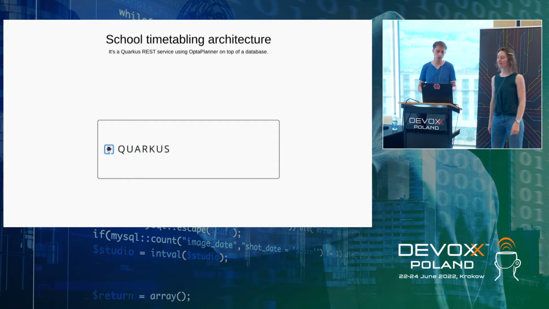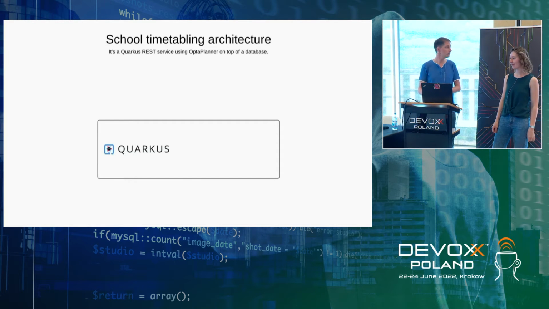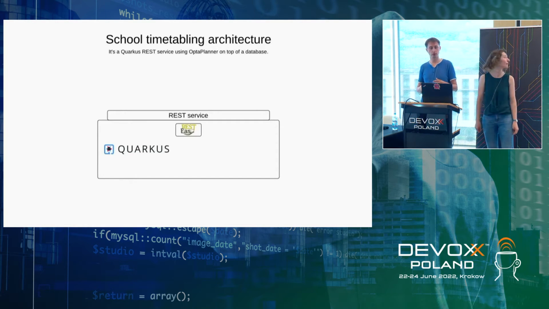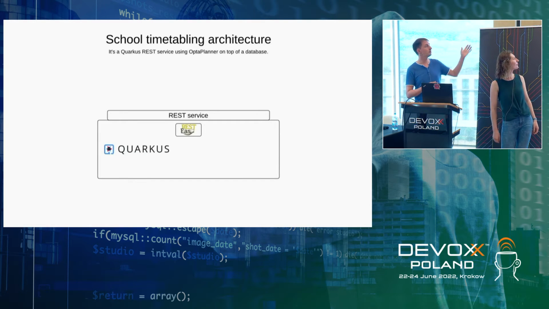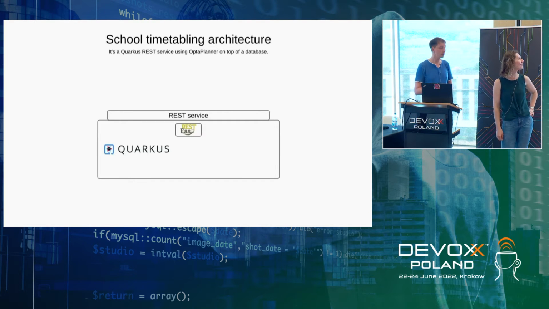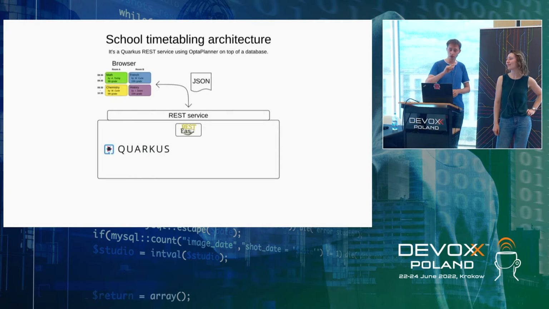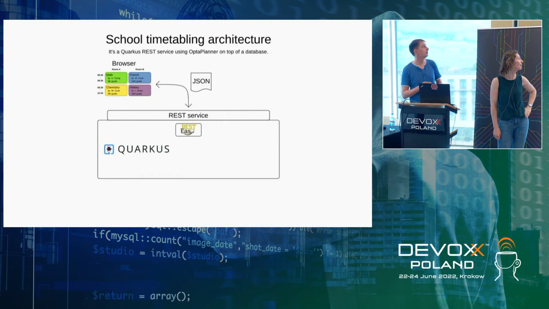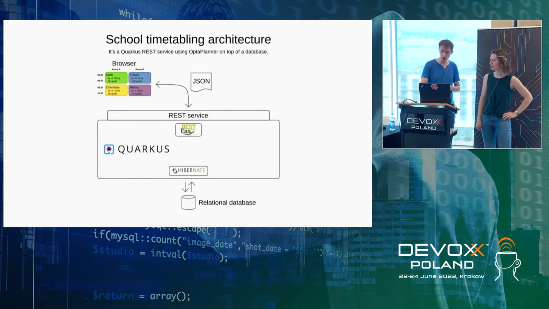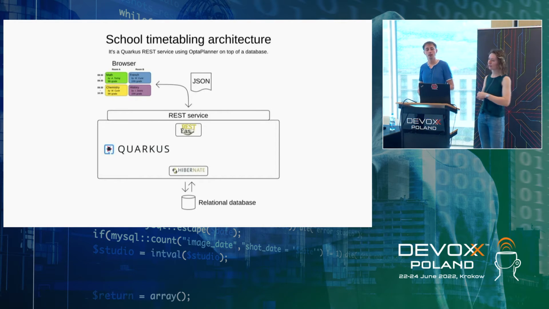Architecture-wise, what we've built is a Quarkus application. We've exposed the lessons and the time slots and the rooms as a REST service. With JSON, we send them to the client, and we show them in a simple JavaScript UI. We get the information from the database. We put these lessons and time slots and rooms in a database. So the database is a source of truth, which you would probably do in a more production environment too.